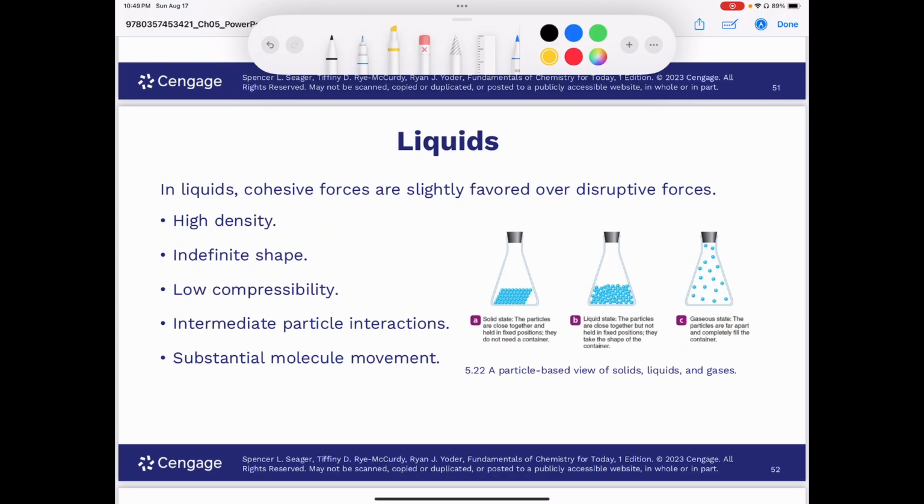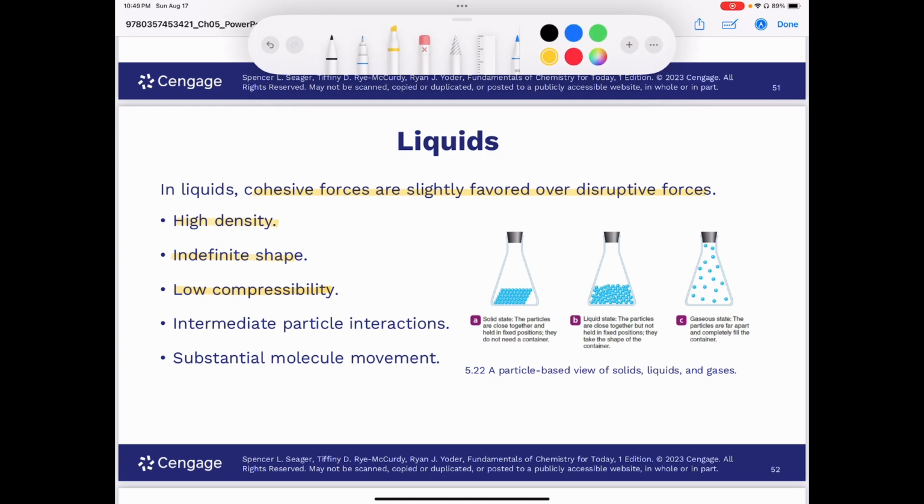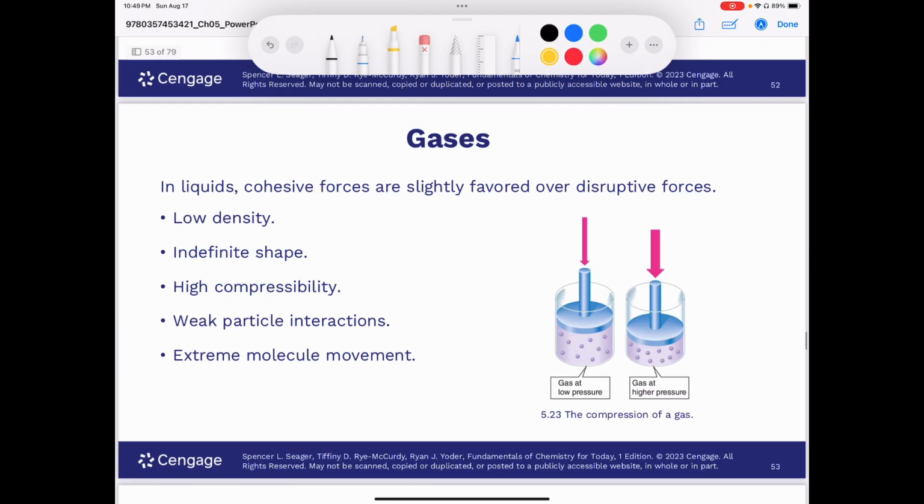Liquids, on the other hand, have cohesive forces that are slightly favored over disruptive forces. That just means that liquids don't evaporate immediately; they stay there and move around. Liquids have higher densities. They don't have a defined shape. They always take on the shape of their container. The reason brake lines use liquids is because they have low compressibility, intermediate particle interactions, and substantial molecular movement.